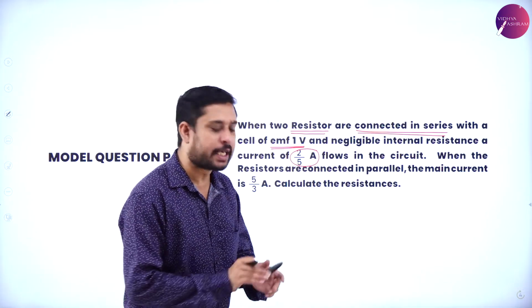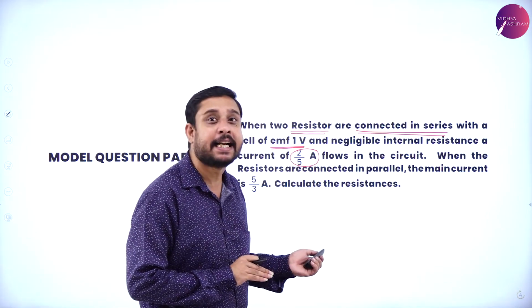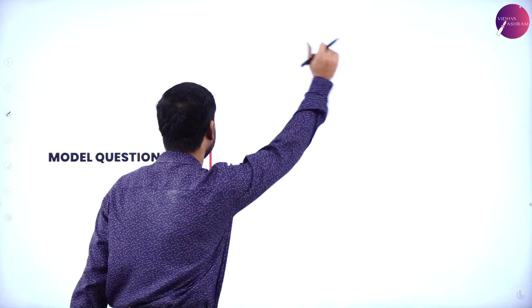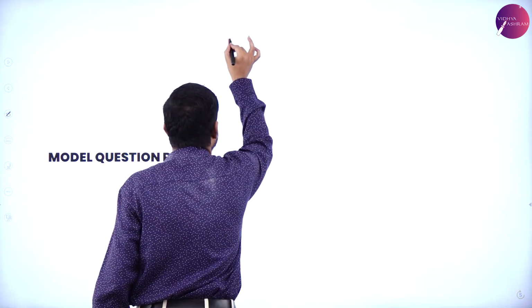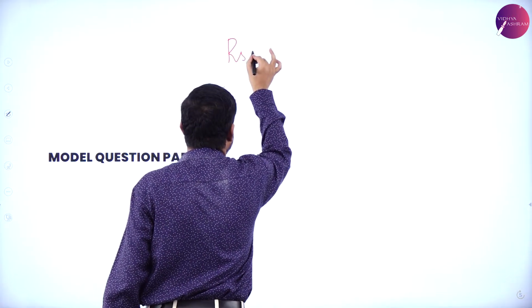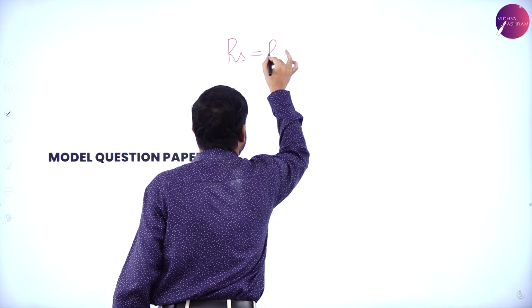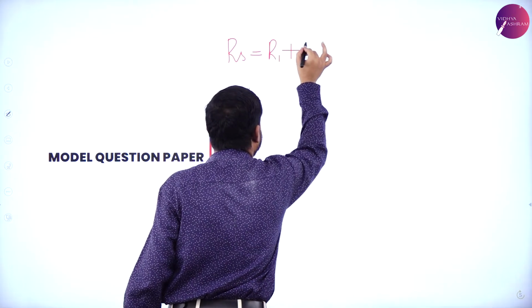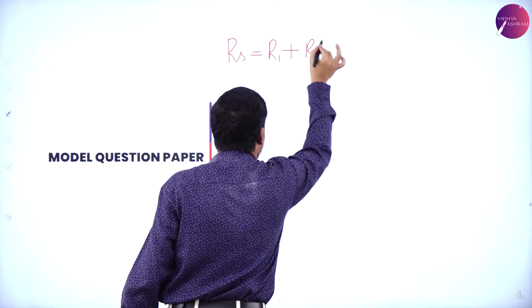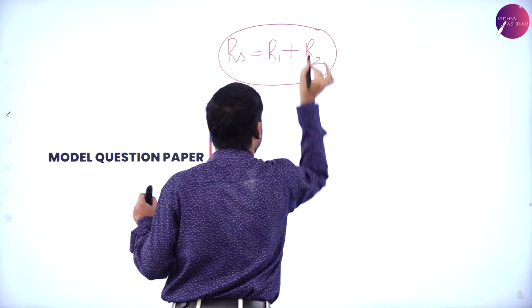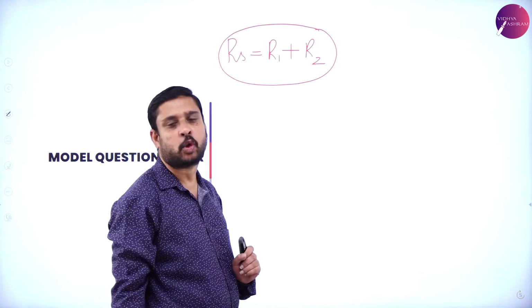So when the resistors are connected in series, the effective resistance we know is R1 plus R2.